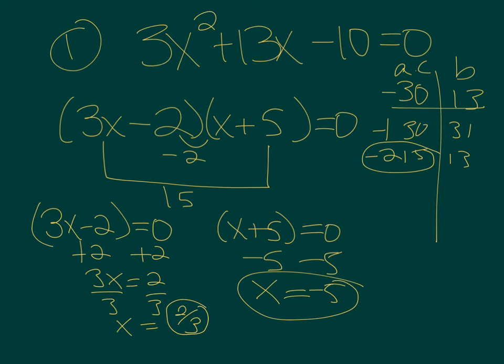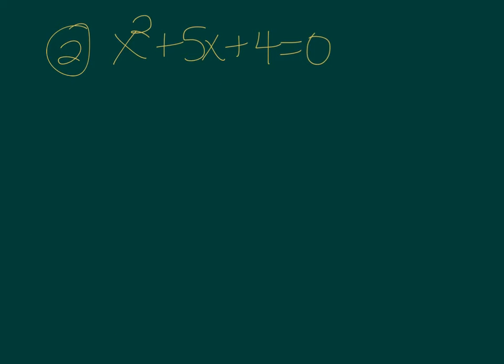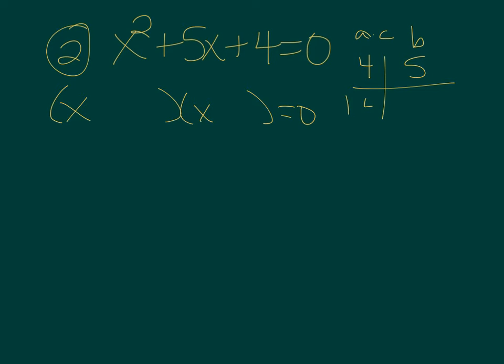Okay, let's go ahead and do another one. All right, so this one, again, always make sure, I didn't say it, but make sure it equals 0. So if something's over here that's not a 0, we need to move it to the left side. In this case, it equals 0, so we're good. Okay, there's no GCF, so I'm going to go ahead and factor. Okay, and we want factors of 4 that add up to 5, and remember that's a times c and that's b. So I have 1 and 4. When I add them, I get 5.